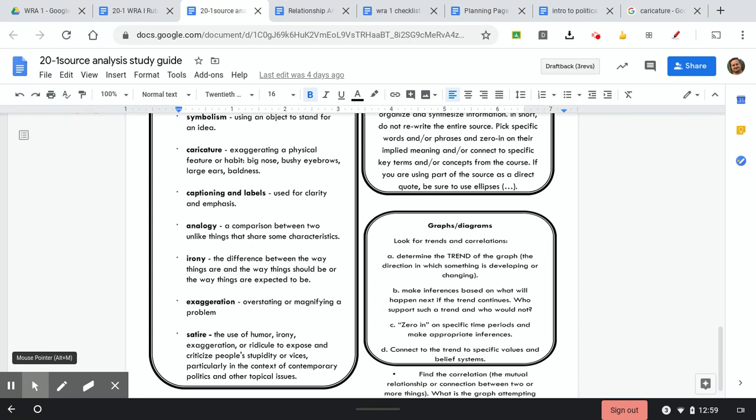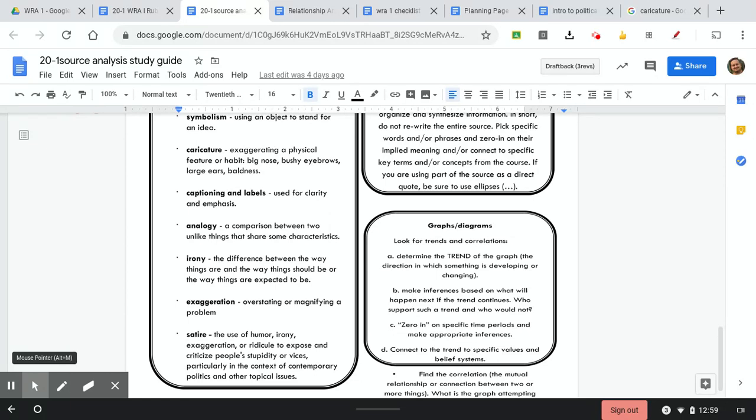The next one, exaggeration. This is overstating or magnifying a problem. So is the author or the source, let's say, making a mountain out of a molehill? Are they making it seem much larger than it actually is? If they are, then tell us that in the analysis.